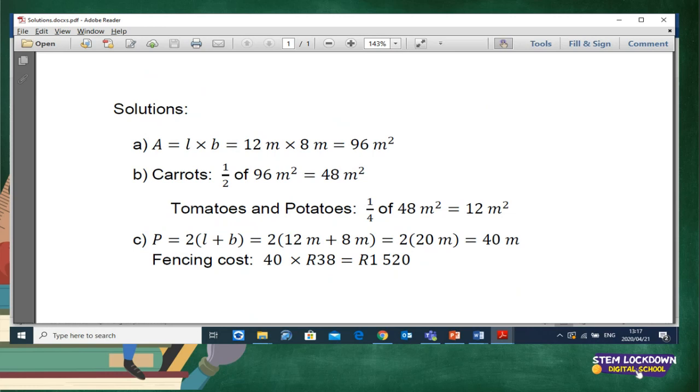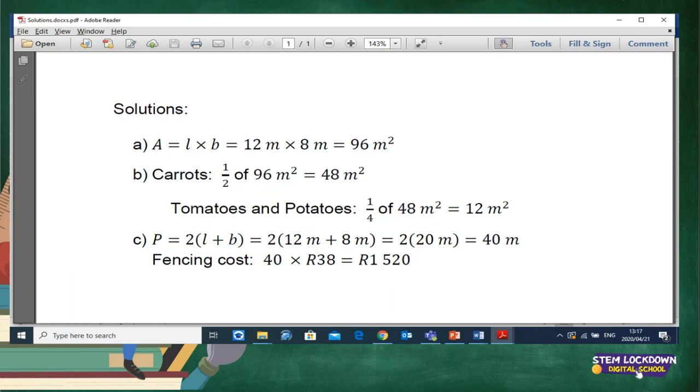But remember that in the beginning, we were told that the fencing costs 38 rands per meter, so they sell it per meter. So now you need 40 meters. Then you'll have to multiply 40 meters by 38. And the answer that you get there will be 1,520. That is the answer that you get.